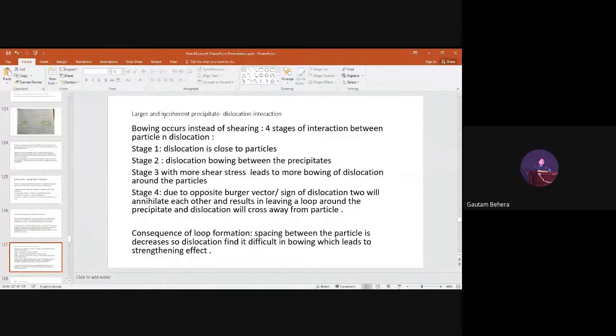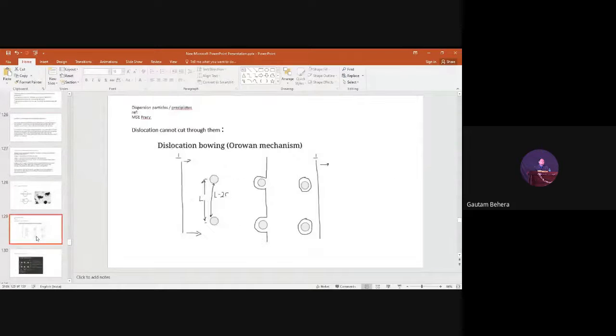Same thing. Now, large and incoherent precipitate dislocation interaction. I have written the same thing over here, in 4 stages. Stage 1: the dislocation is close to the particle. Then the dislocation bows between the precipitates. With more shear stress, there is more bowing of the dislocation around the particle. Finally, due to the opposite Burgers vector sign, the two dislocation segments annihilate each other, leaving a loop around the precipitate, and the dislocation crosses away. So this is called the Orowan mechanism.